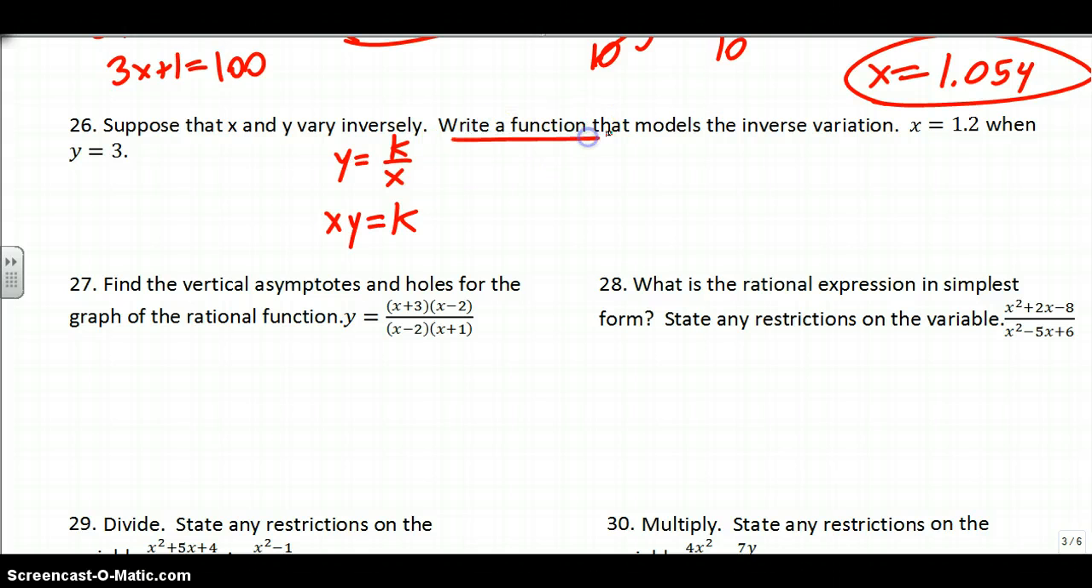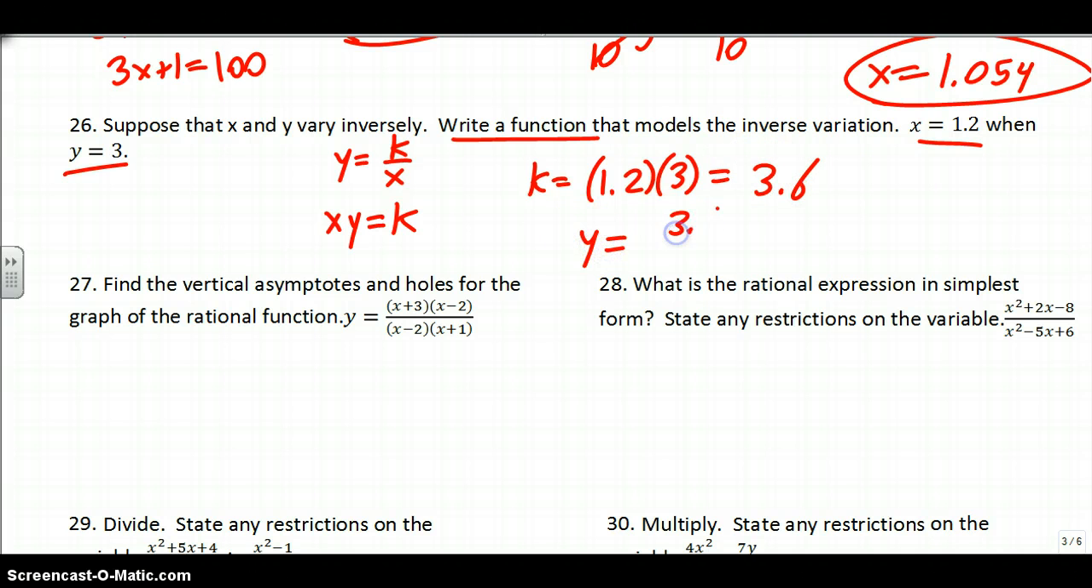So basically, they want us to write a function. This is almost a function. The only thing is I need k, right? So that's where this comes in handy, xy equals k. Because they give me an x, and they give me a y. So that means k equals 1.2 times 3. And that'll be 3.6. So that means y equals 3.6 over x. That's a function. So basically now if I were to give you any value of x, you could find y and vice versa, right? So we've got it.